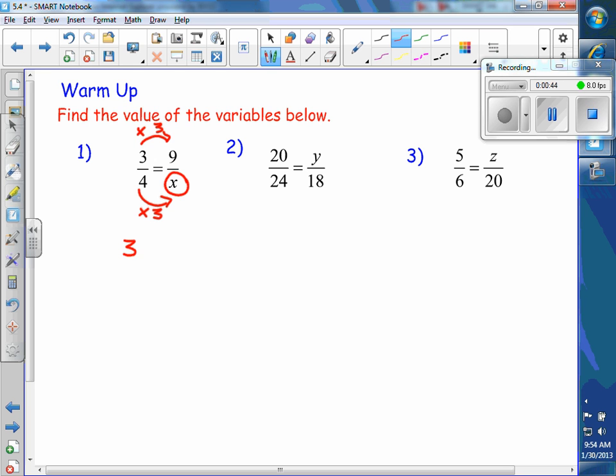So what we would say is 3/4 is the same as 9/12. So the missing value is x equals 12. Okay, raise your hand if you know that. Okay, so that's a review for everybody.